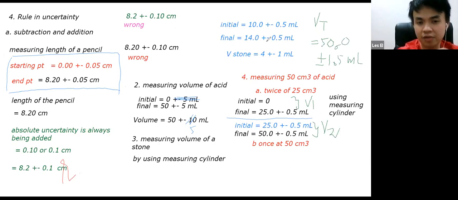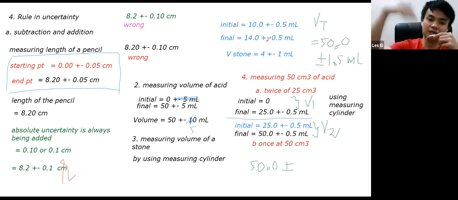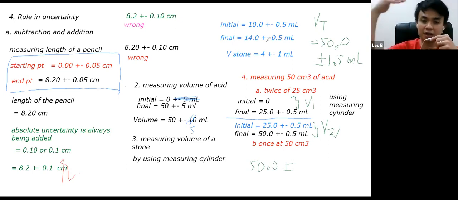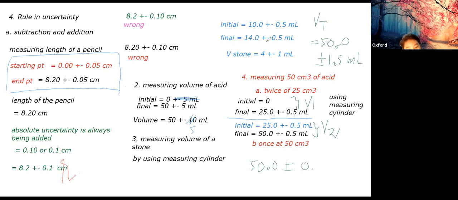Then now if you did it once at 50 centimeter cube, your answer will be 50.0 plus minus. It means you already have initial 0, right? And your final is 50, right? So how much is the absolute uncertainty that you deal with? It can be still 0.5.